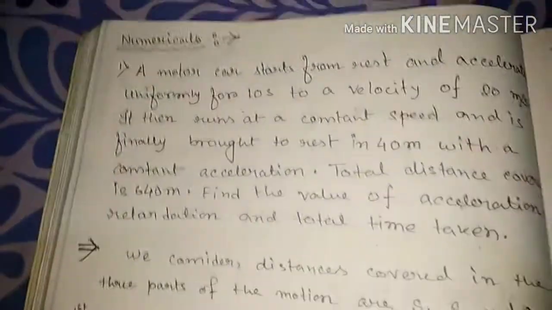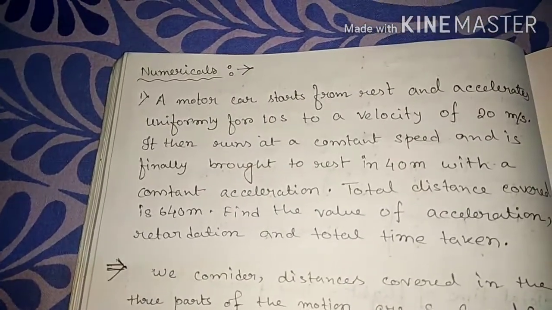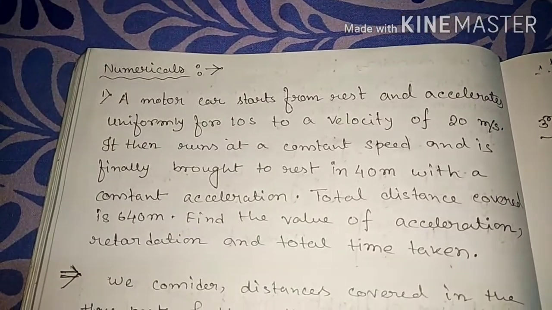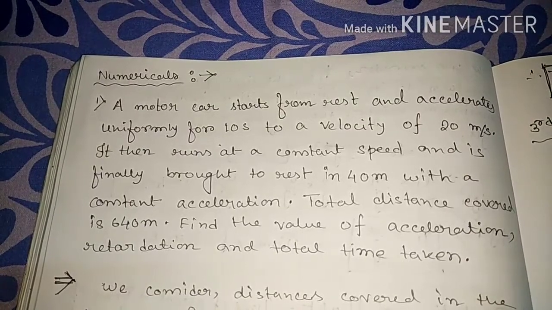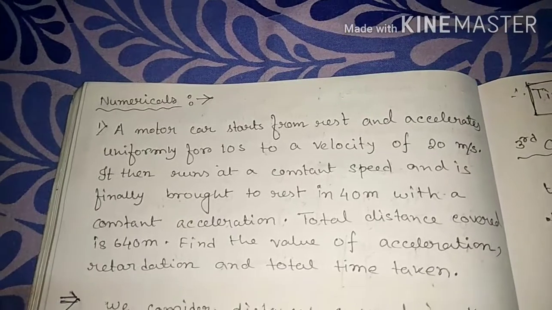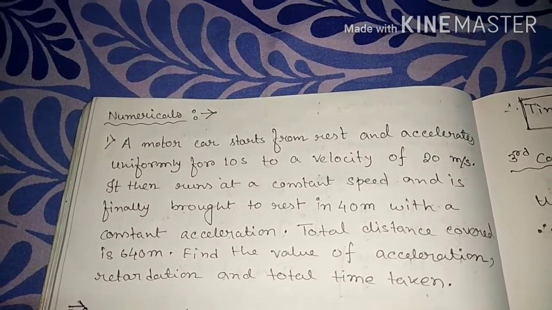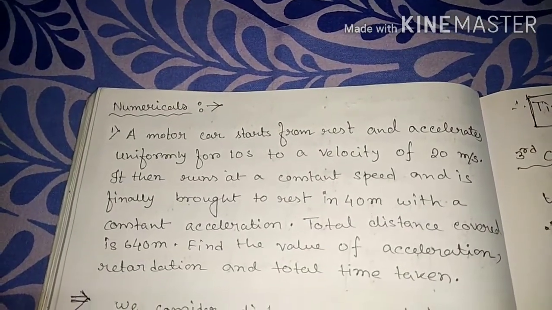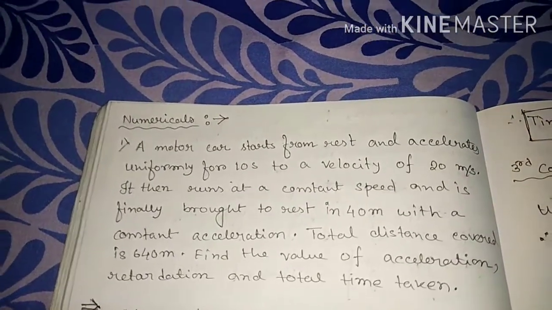So the first numerical, you see this is a very interesting numerical. Much information is there. A motor car starts from rest and accelerates uniformly for 10 seconds to a velocity of 20 meters per second. This is the first case. Then it runs at a constant speed, second case, and is finally brought to rest in 40 meters with a constant acceleration. This is the third case. First information, second information, third information.